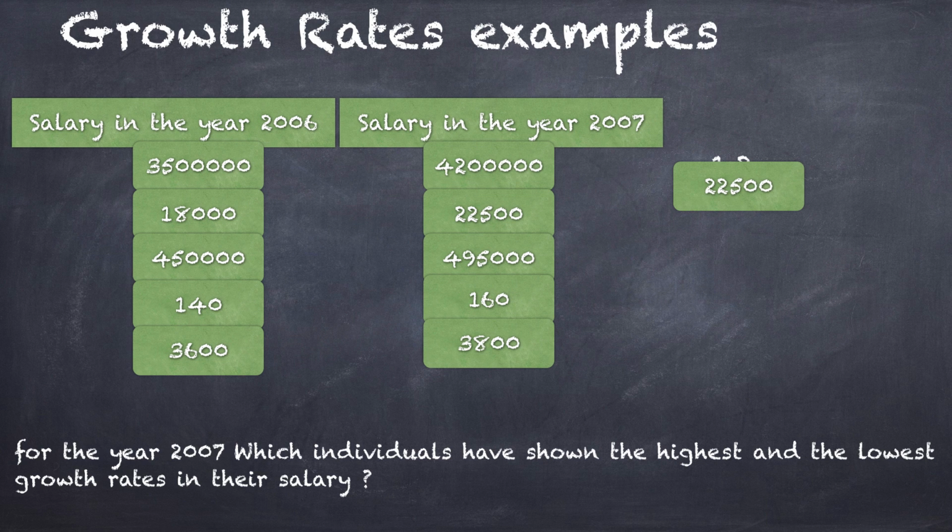I'm not finding the difference. I'm finding the new by old value. That is the multiplying factor, or you can call it the ratio for the new by old value.